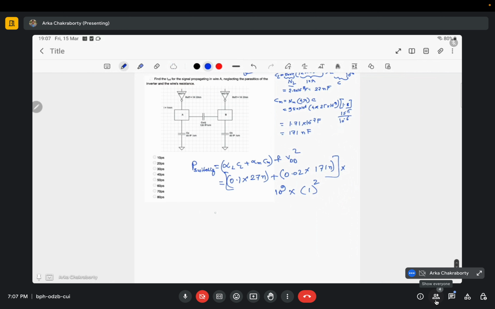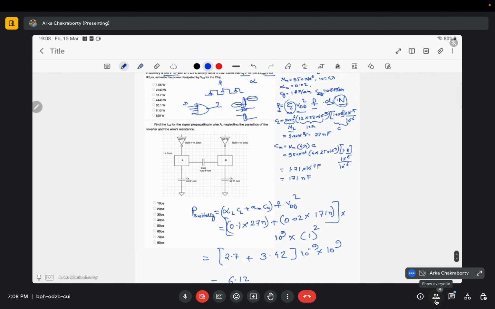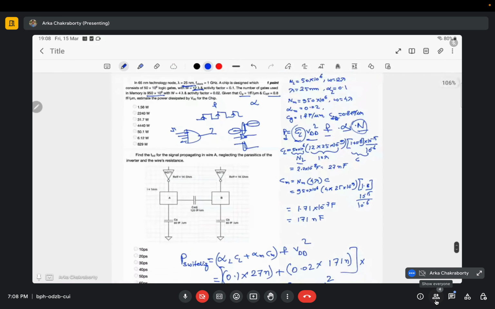So how much is it coming? It is coming as 2.7 nano. So 2.7 plus 171 into 2 is 342, so 3.42 nano will come outside, 10 to the power minus 9, 10 to the power 9. So it is coming as 356.12. So the answer is 6.12 watt.